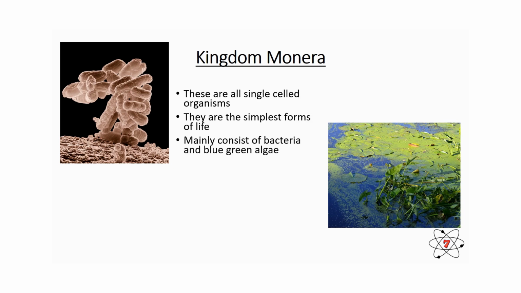The next kingdom we're going to look at is the kingdom of Monera. These are single-celled organisms. This means they only have one cell in their body, never more than one. Monera are the simplest forms of life. There's nothing simpler than them. Most Monera are blue-green algae, but there are some other examples too. The most important thing about Monera is that their chromosomes are not organised into a nucleus. This means that the chromosomes are just floating free in the cytoplasm of the cell. This is very, very different to all of the other kingdoms.